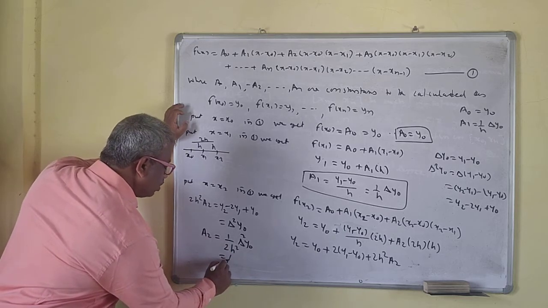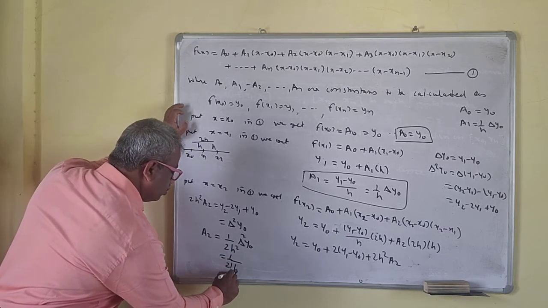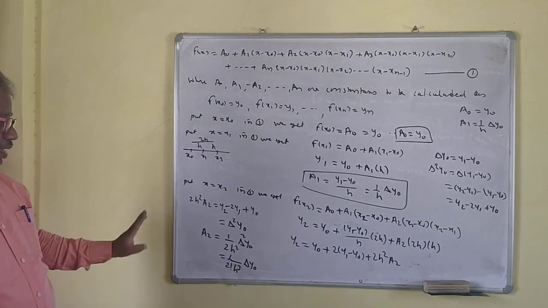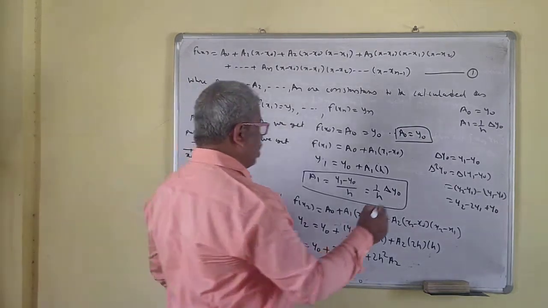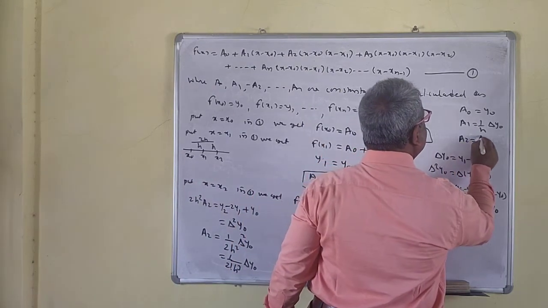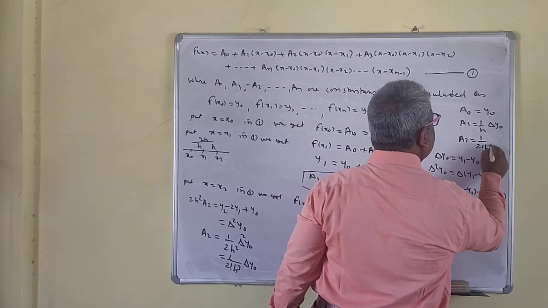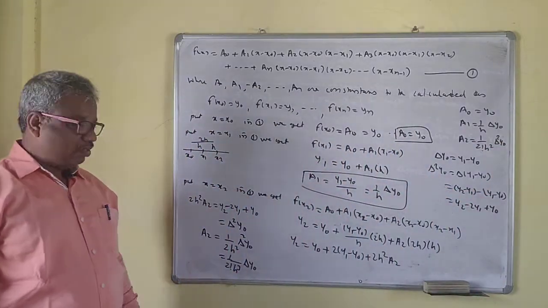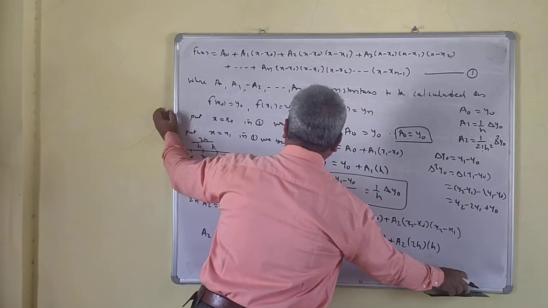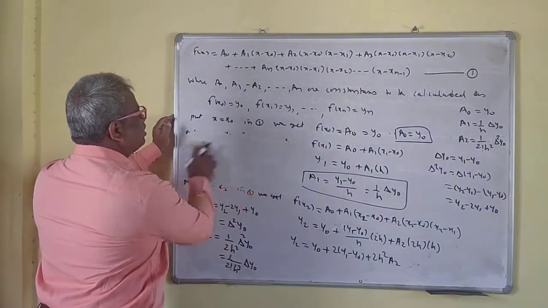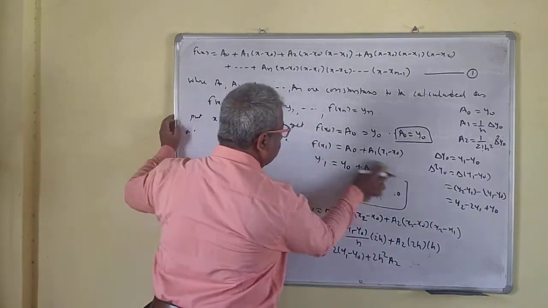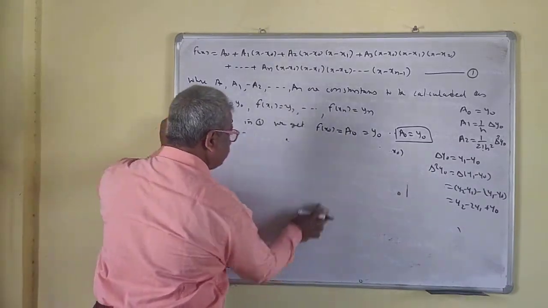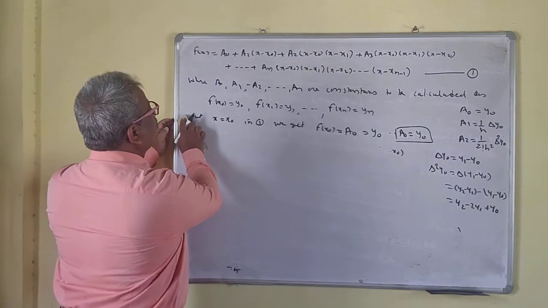So I can write this as 1 upon 2 factorial h square del square y0. So a2 is equal to 1 upon 2 factorial h square del square y0. Now, without repeating this, I will directly say the rest similarly.